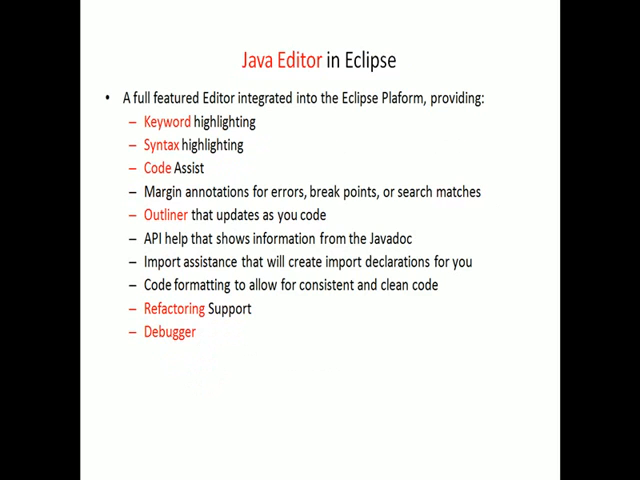Java editor in Eclipse. There is a full-featured editor integrated into the Eclipse platform, providing keyboard highlighting, syntax highlighting, code assist, margin annotations for errors, breakpoints or search matches, an outliner that updates with your code, and API help. API means application programming interface. API help shows information from the Javadoc. Import assistance will create import declarations for you, code formatting allows for consistent and clean code, and there is refactoring support and a debugger. These are the various features available in the Java editor in the Eclipse IDE.